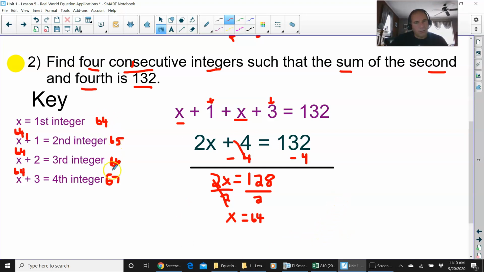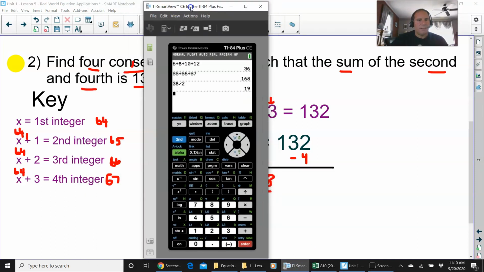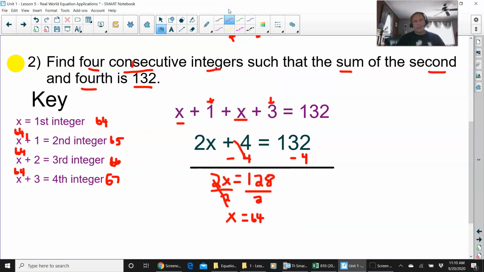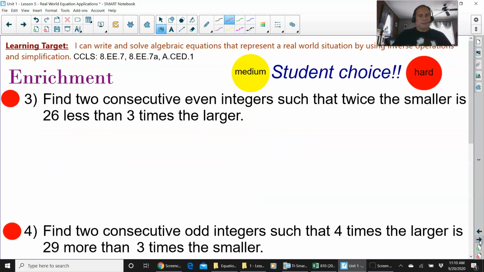But not adding all of them up. We're just talking about the second and the fourth. So let's give that a try. Second and the fourth only. So second is 65 plus the fourth, which is 67. That should be equal to 132. It is, and looks like everything is correct. All right, so that's how you do that problem. So go ahead, see if you can do number 3. Please write the key down first. Press pause now.